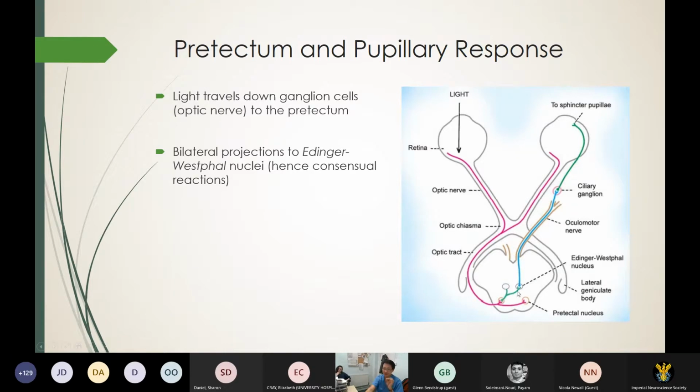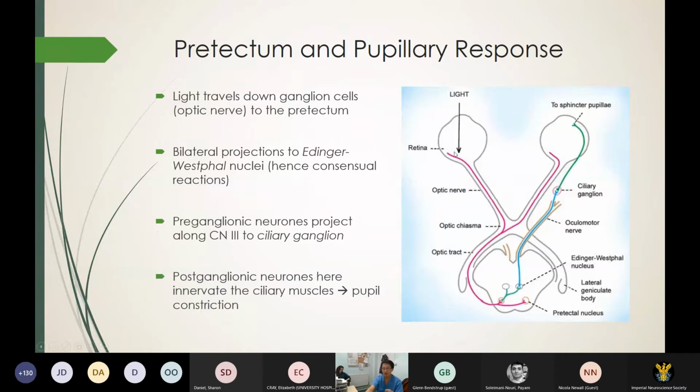Okay, and so the preganglionic axon that comes off the nucleus runs alongside your third nerve, as you can see here, all the way to the ciliary ganglion, where it then has a postganglionic axon that projects to the ciliary muscles in your eye that controls the actual pupillary reflex.